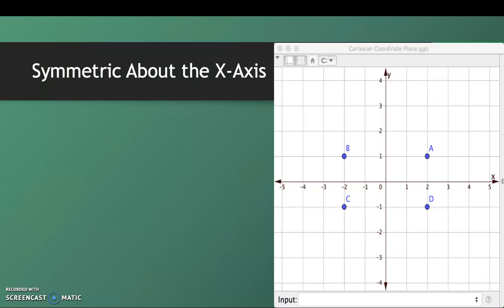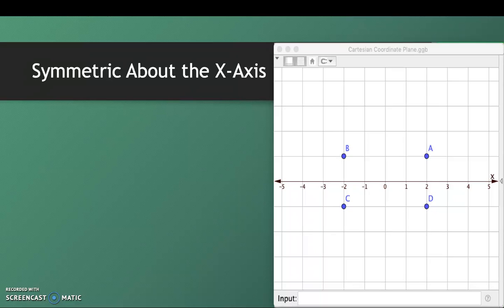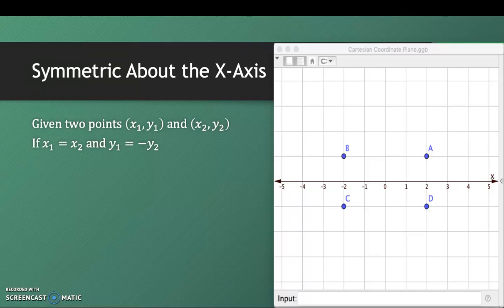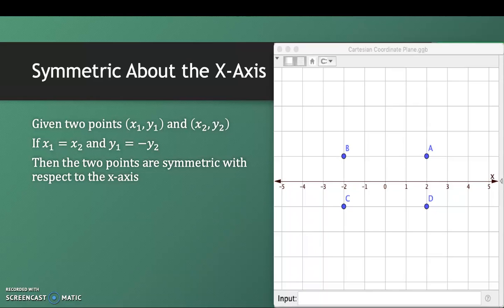We will now observe points that are being reflected with respect to the x-axis. Reflection with respect to the x-axis is considered to be symmetric about the x-axis. Symmetric about the x-axis: given 2 points, (x1, y1) and (x2, y2), if x1 equals x2 and y1 equals negative y2, where the x-coordinates are the same and the y-coordinates are a negative of the other, then the 2 points are symmetric with respect to the x-axis.